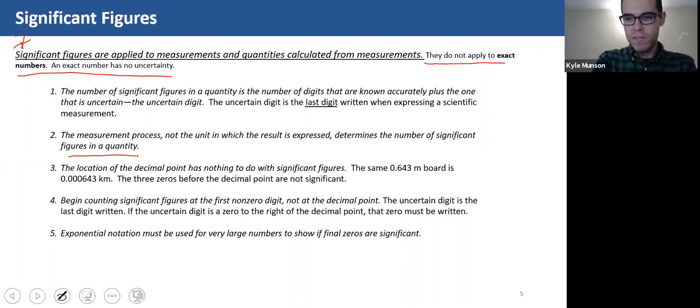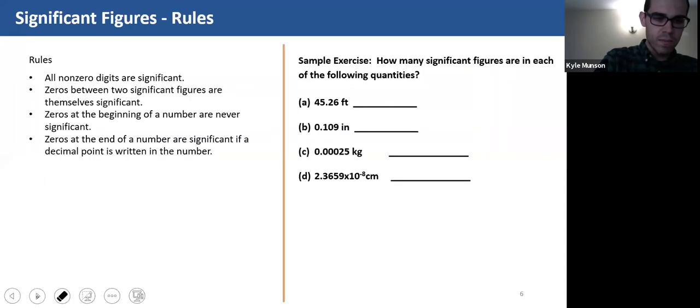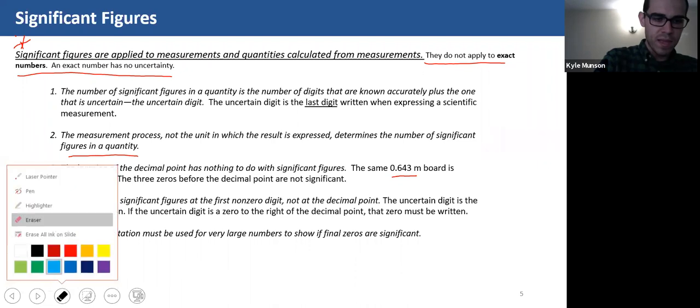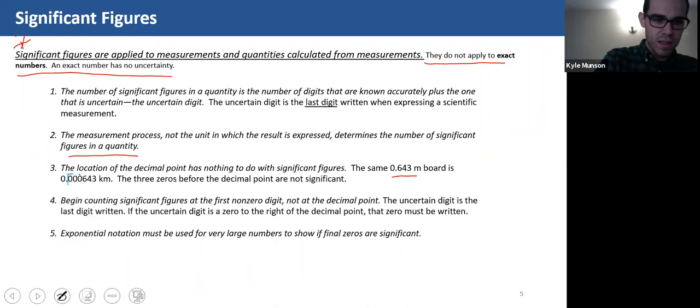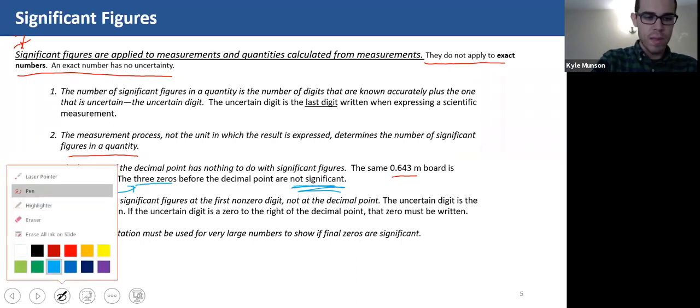So the same 0.643 meter board can also be expressed as 0.000643 kilometers long. The three zeros here are not, oh, I included a 6 in there. No, hold on. Excuse me. These guys are not significant, okay? So keep that in mind.